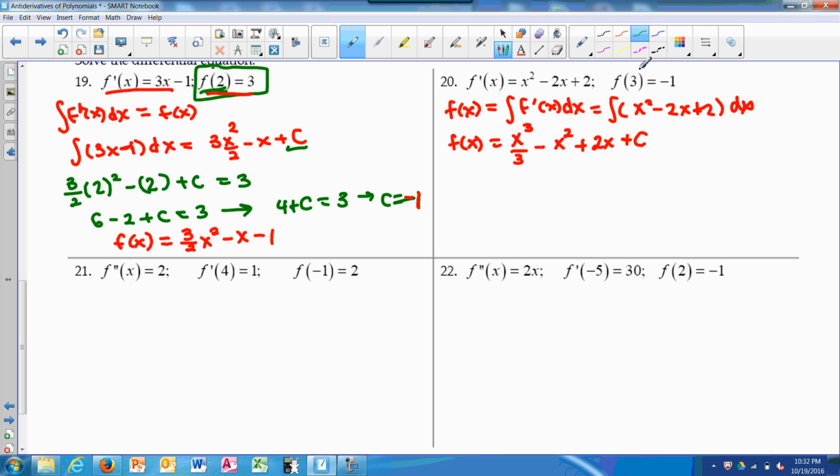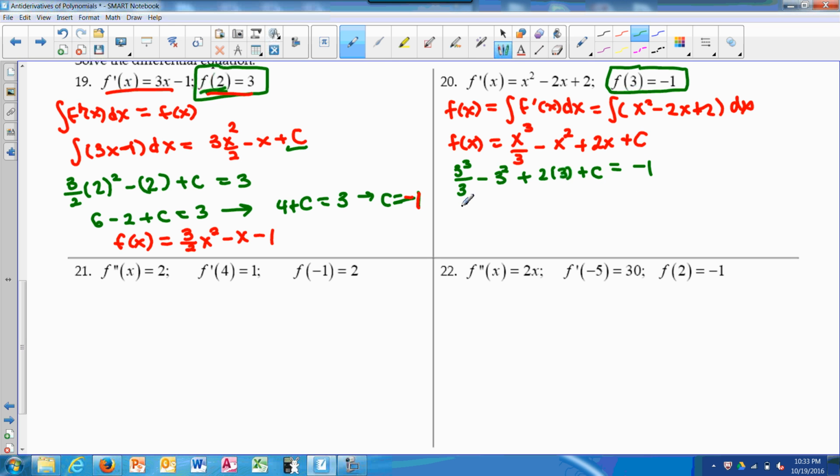Now we're going to use that initial value. So if I substitute 3 in, I get 3 cubed divided by 3 minus 3 squared plus 2 times 3 plus c must equal negative 1.